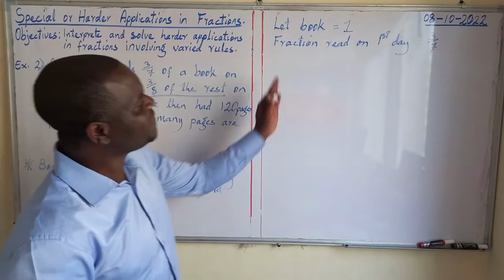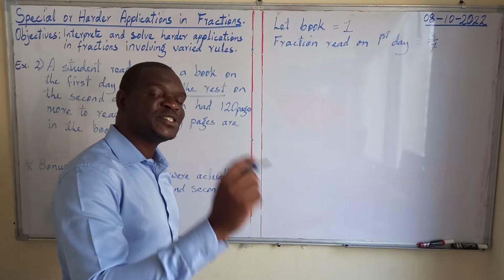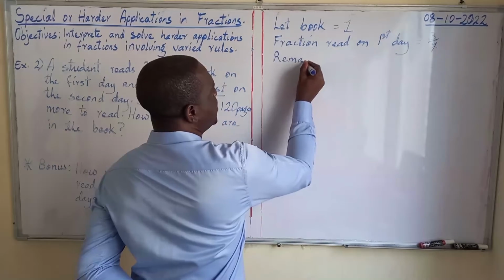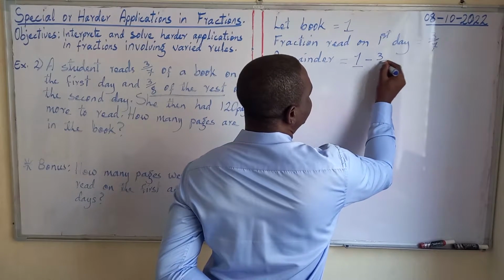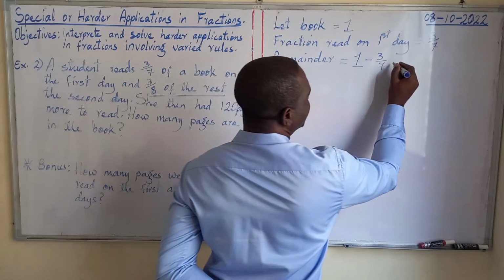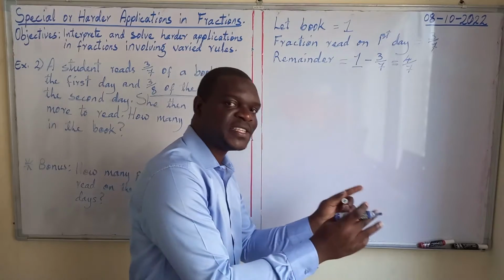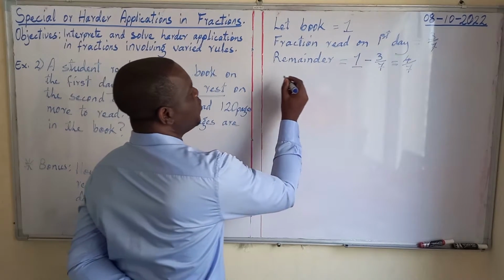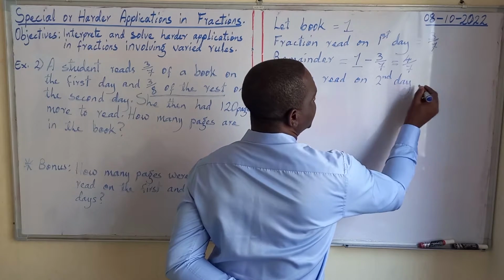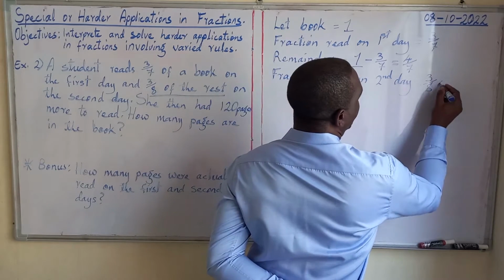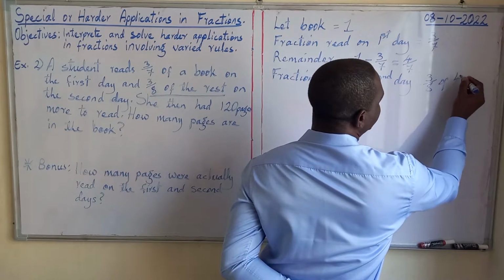So after identifying what she read on the first day, we have to first of all calculate the remainder. Remainder is equal to the whole book minus what is read on the first day. 1 minus 3/7 is equal to 4/7. This is what is left after the first part is read. Now we can calculate what was read on the second day. Fraction read on second day will be equal to 3/8 of the rest, and we know the rest or the remainder here, which is 4/7.